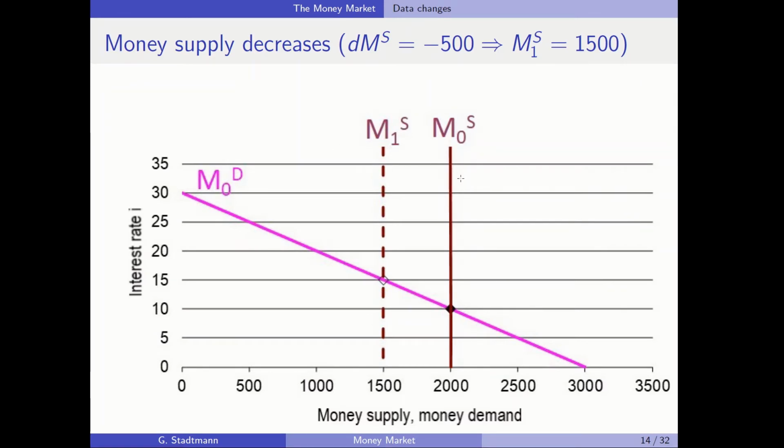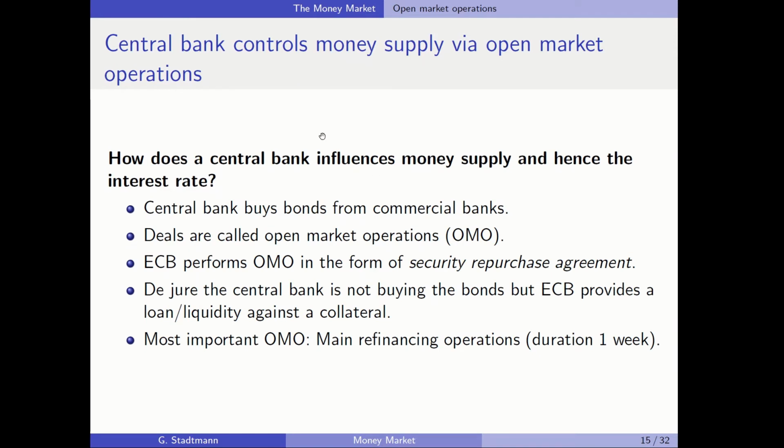But what about the real world? How does the ECB or the Federal Reserve increase money supply in the real world? In the real world, the central bank controls money supply via open market operations. So the central bank buys bonds from commercial banks. The central bank is buying bonds from the commercial banks and is distributing liquidity, is distributing money in exchange.